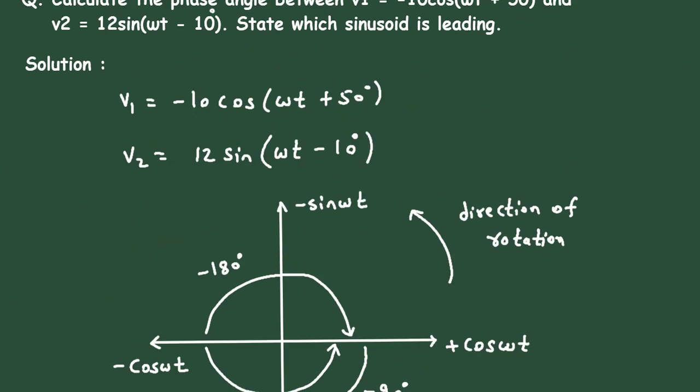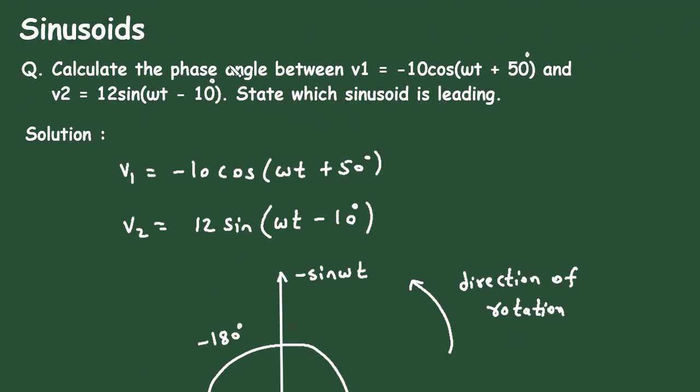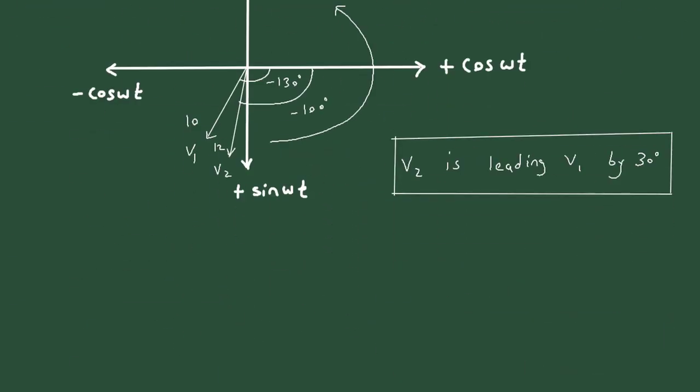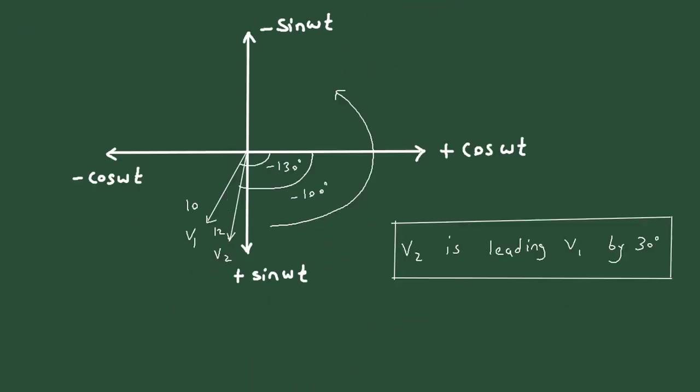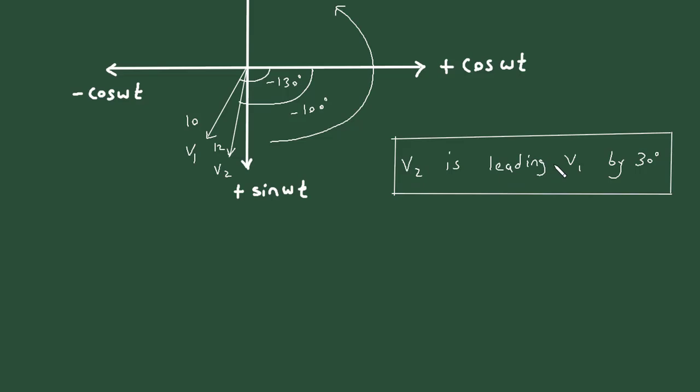So what is the question? The question is, calculate the phase angle between V1 and V2. The phase angle between them is 30 degree, and state which sinusoid is leading. Here we can see V2 is leading V1 by 30 degree. So this is the final answer.